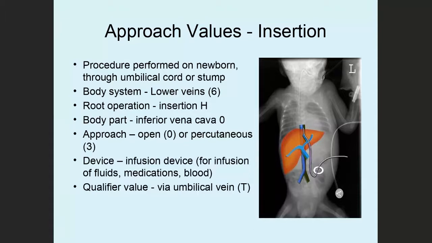There's also an interesting qualifier value for insertion procedures in the lower veins body system. This also includes qualifier approach values. So sometimes a newborn who still has an umbilical cord or a stump will need administration of fluids, medications, or possibly blood. So you go to the lower veins, use insertion, inferior vena cava. Approach is either open or percutaneous, but the important part is the qualifier says through the umbilical cord. So that gives a lot more information about the approach being used.